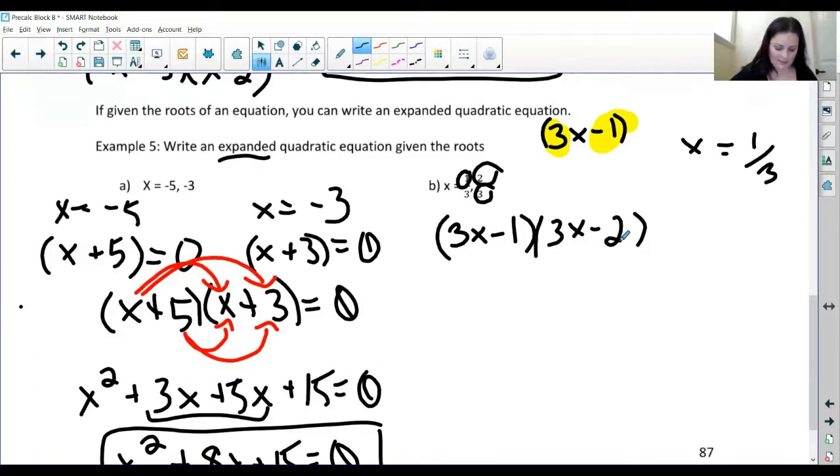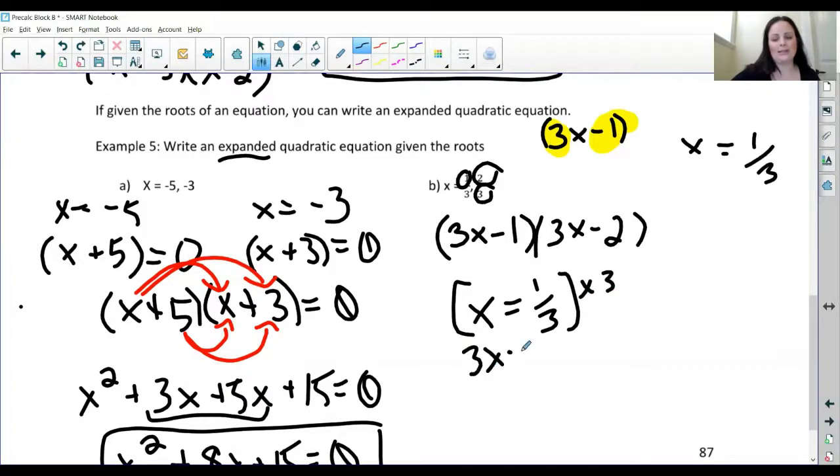Another way of looking at it: if you don't like that way, you're not quite sure how I did that. Here's one of the solutions, x equals 1/3. So what you can do is multiply the whole thing by 3. So you get 3x equals 1.